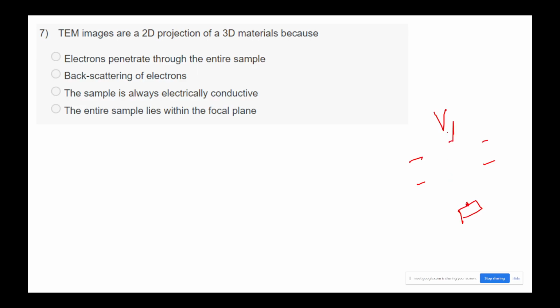That's why, when your electron beam is coming, it will give you the 2D projection of your 3D material. So you can't see the depth of your material. You can see the edges but not the depth. It will give you a 2D projection, and that is because your sample lies within the focal plane. So that is one reason.